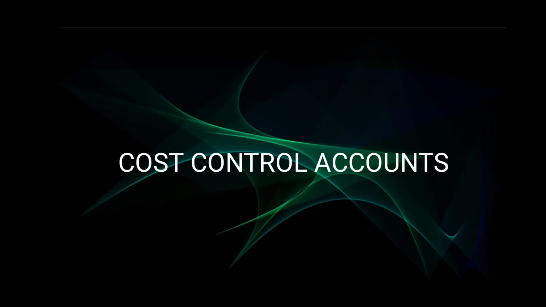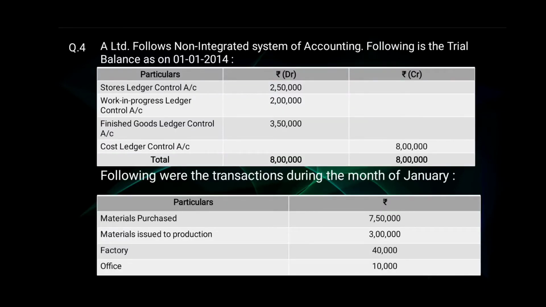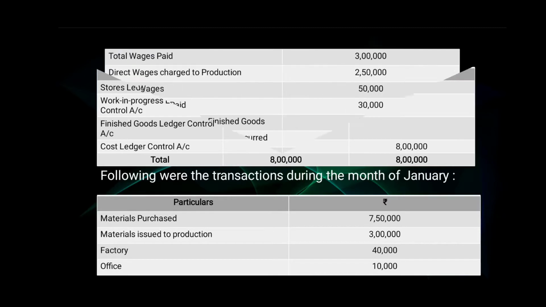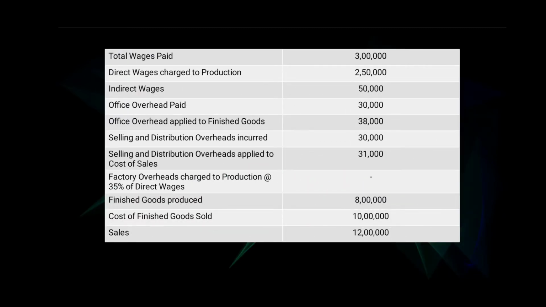So today I am going to teach cost control accounts. Now let us start with question number 4. A Limited follows non-integrated system of accounting. Following is the trial balance as on 1st Jan 2014. In the first table they have given us the balances for stores ledger, work in progress ledger, finished goods ledger and cost ledger. Following were the transactions during the month of January. In the second table they have given us the expenses which will be required to prepare ledger accounts. So here are the expenses.